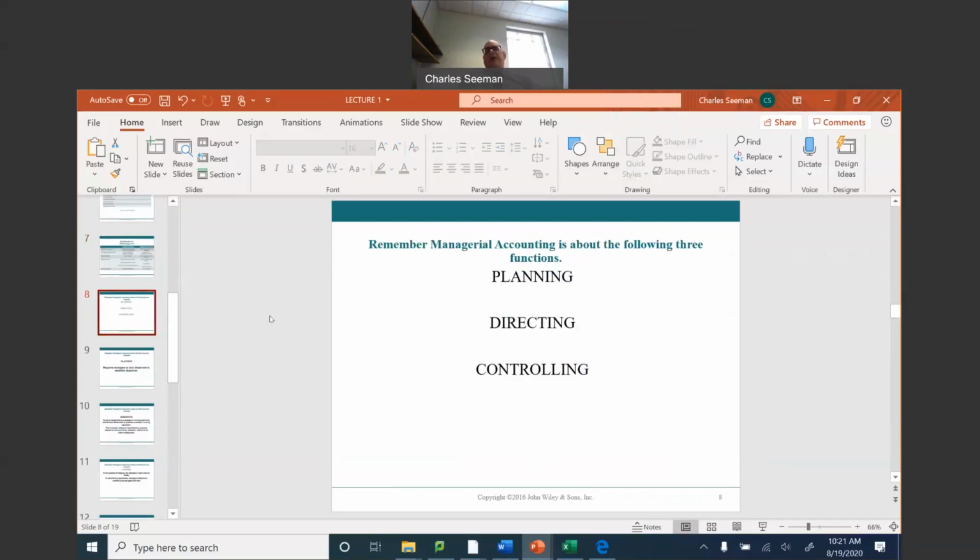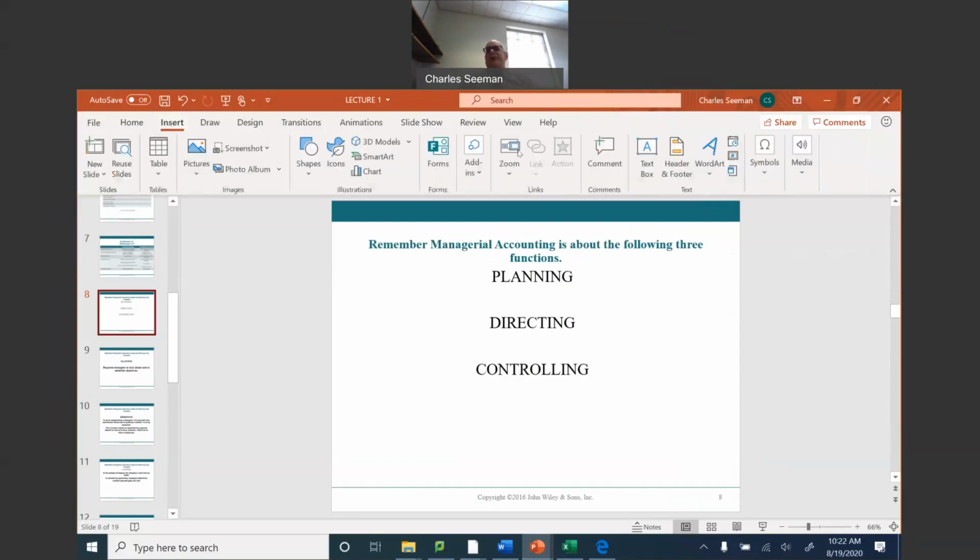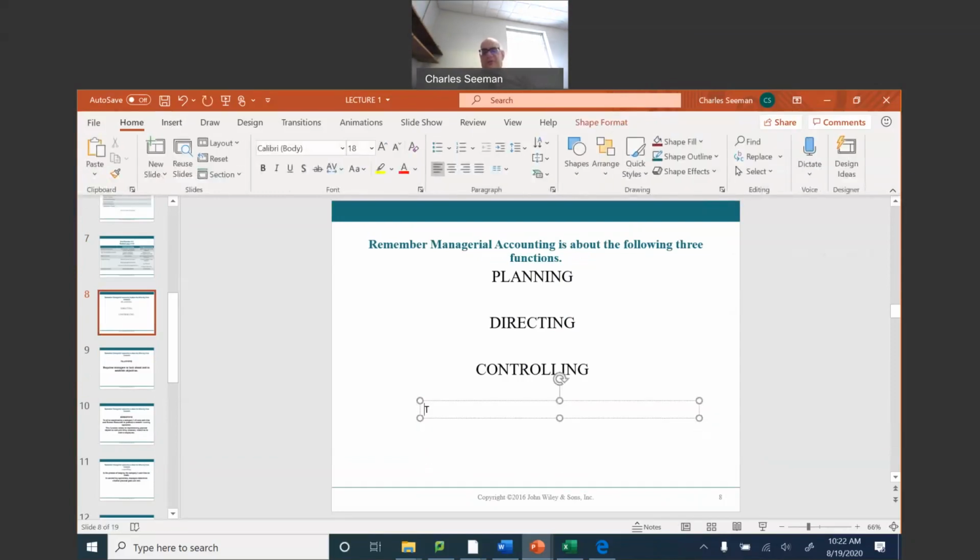Okay, three functions of managerial accounting are planning, directing, and controlling. This is also a testable item. Now, it sounds like everything's a testable item. This is testable information.